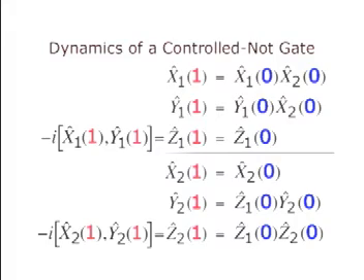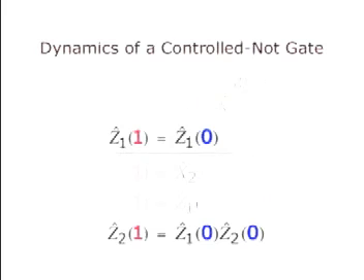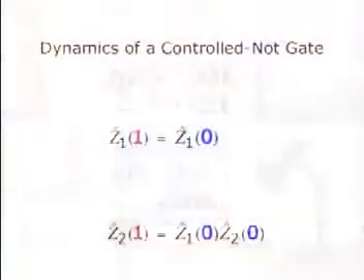Now, take a look at the equations for the time evolution of just the z observables. You can see that z1 and z2 at time 1 depend only on z1 and z2 at time 0. The x's and y's don't affect the evolution of the z's. So the z observables almost form a physical system in their own right, a little subsystem of the 2-qubit system that evolves independently of the rest.